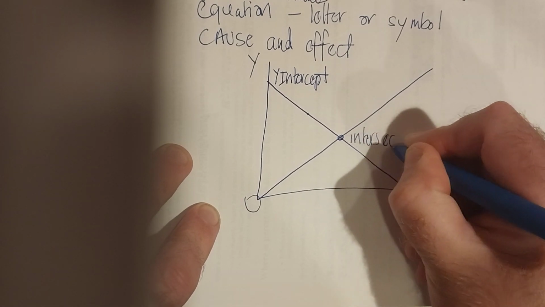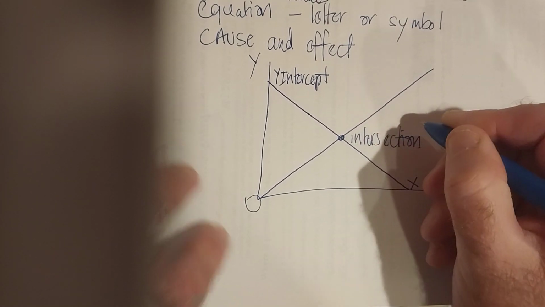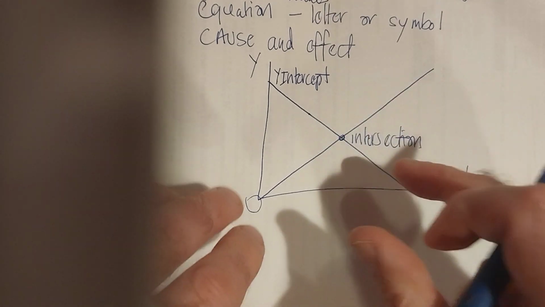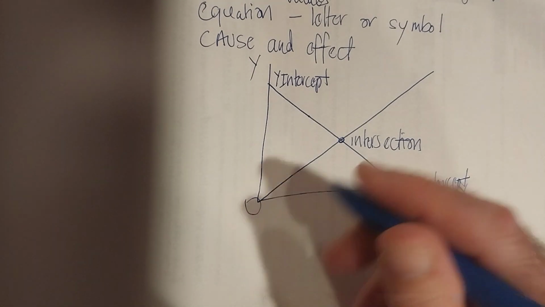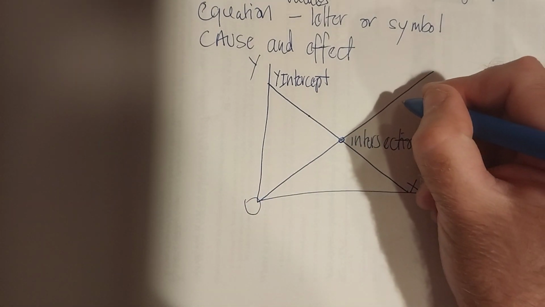So they sound the same, but they're not. So intersection is essentially where two lines in that white space meet. Intercept is where our line is going to hit an axis. Okay?